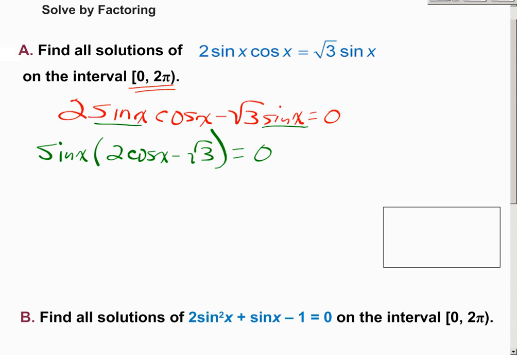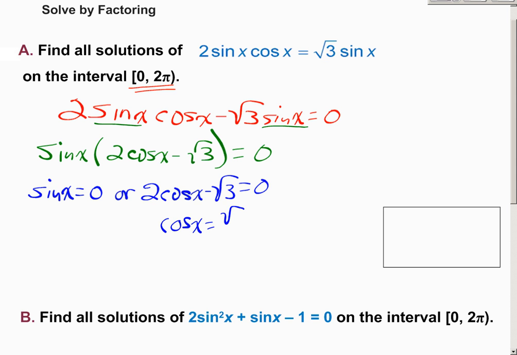equals 0. Applying the zero product property, which says that if two factors multiply to give you 0, then at least one of those factors has to be 0. We have the sine of x equals 0, or 2 cosine x minus the square root of 3 equals 0. On the right side, solving that for cosine, we have cosine of x equals radical 3 over 2.